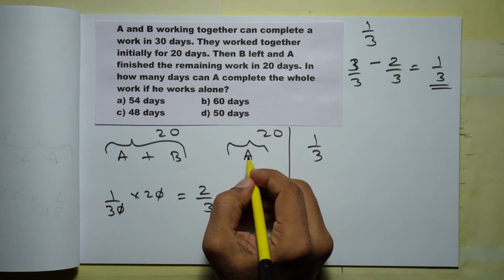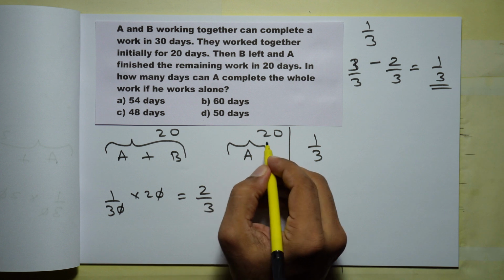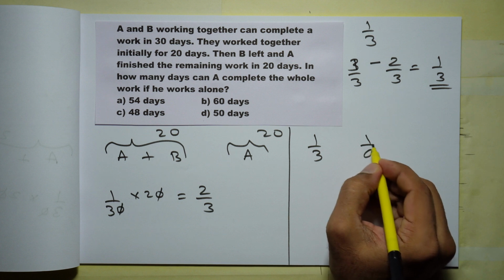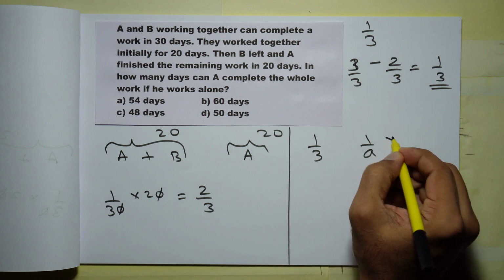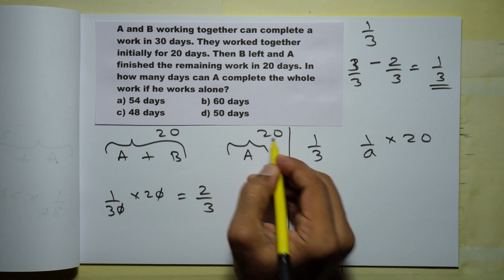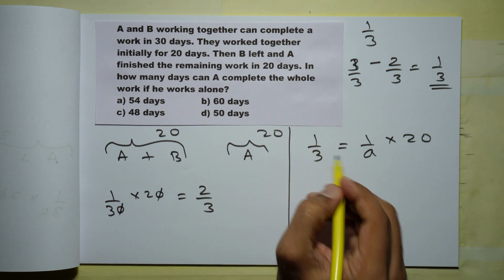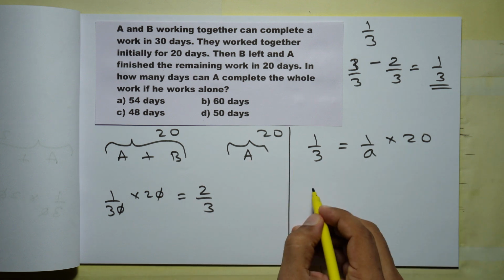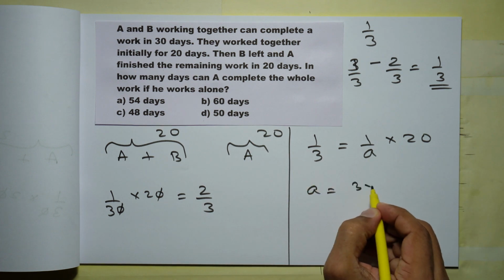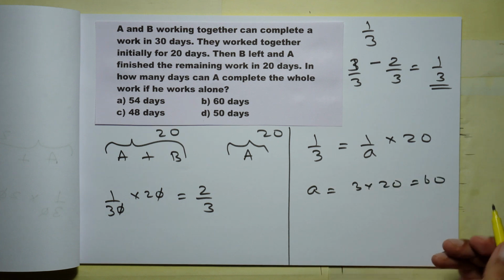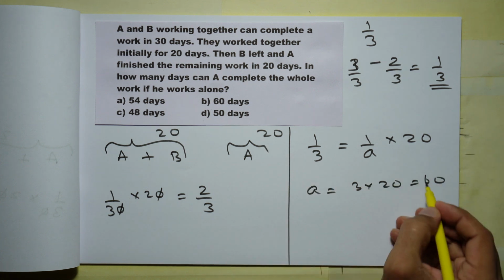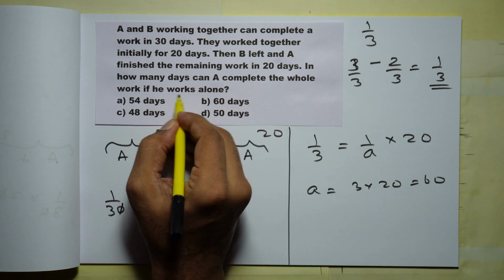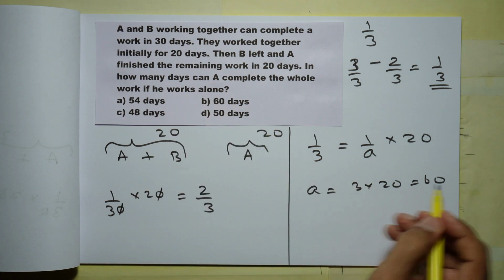Now we will assume that A can do the whole job in A days. If A can do the whole job in A days, every day A will do 1 by A part of the work. Like that, A works for 20 days to do 1 by 3rd of the work, where A is the number of days required for A to complete the whole job. So from this you will get A is equal to 3 into 20, that is equal to 60. So A can complete the whole job in 60 days. So in how many days can A complete the whole job if he works alone? That is in 60 days, option D.